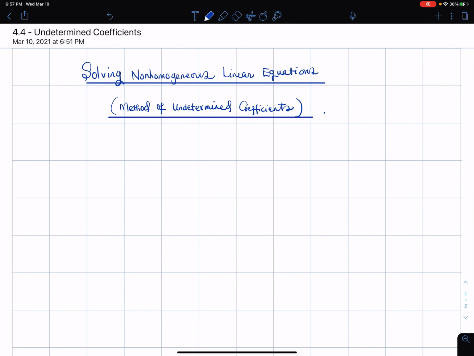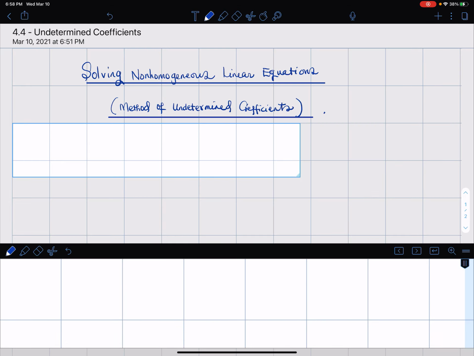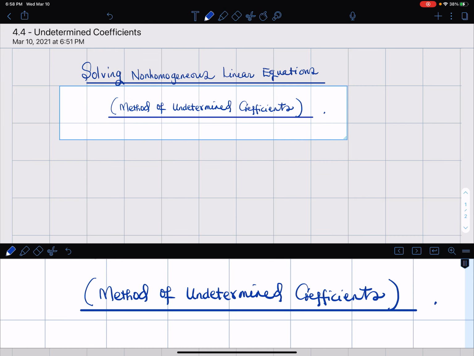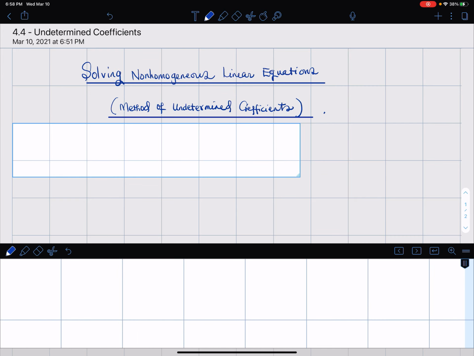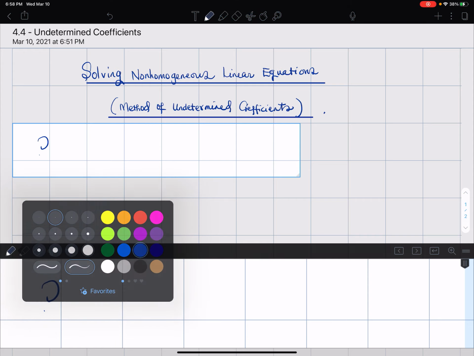We're going to continue our discussion by looking at how to solve non-homogeneous linear equations. We're going to focus on linear equations that have constant coefficients, and we're also going to focus on a method called the method of undetermined coefficients. So let's recall a few things.